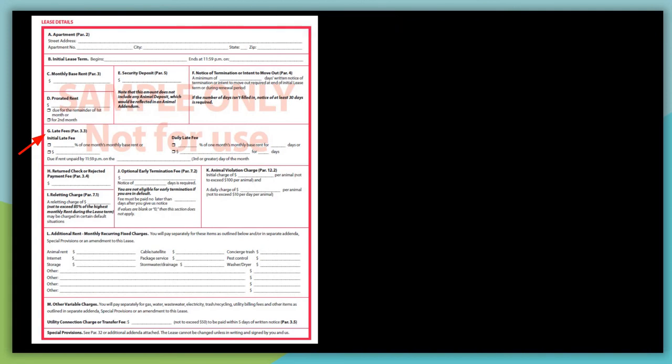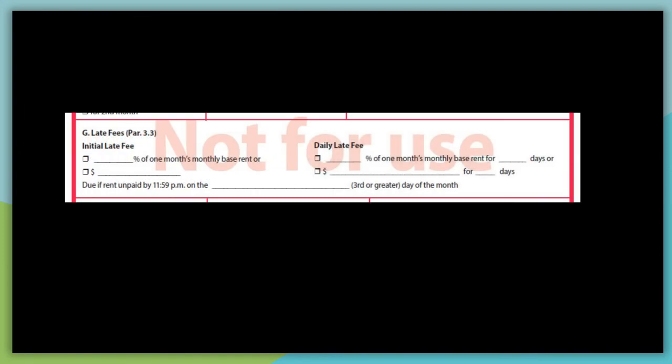Section G will contain information regarding late fees. There are initial late fees as well as daily late fees. They can be a percentage of your monthly base rent or a flat fee. Here you will also find the time and day of the month that will activate the late fees if rent has not been paid.